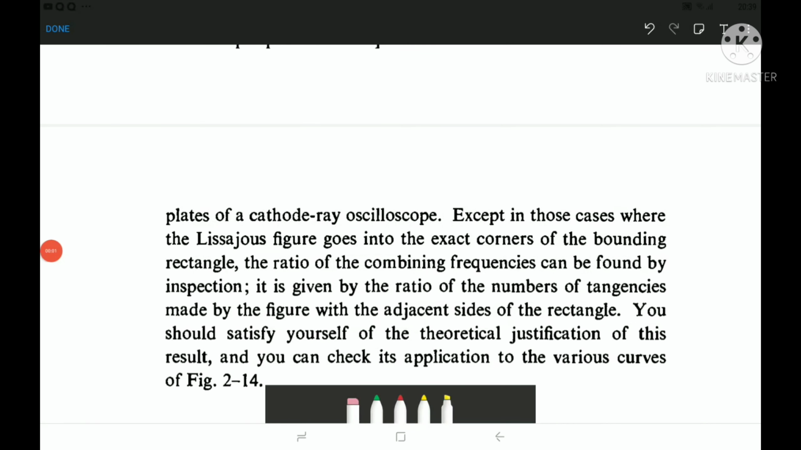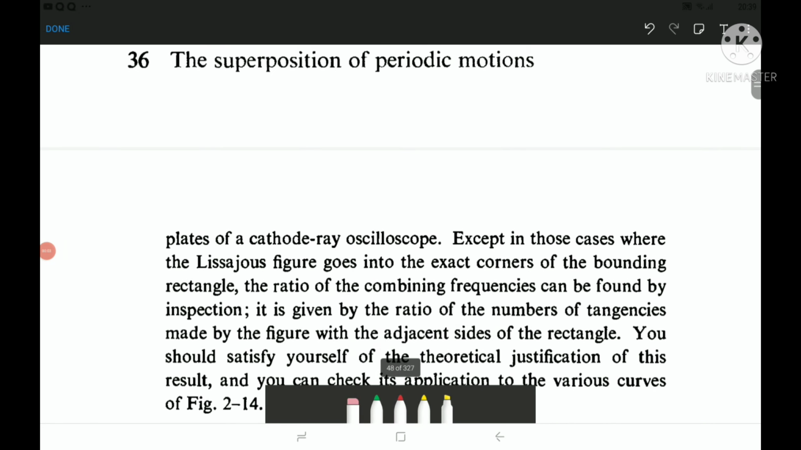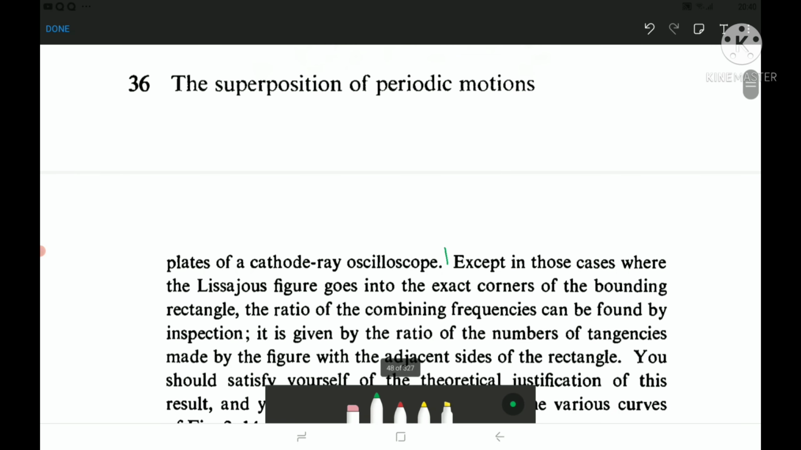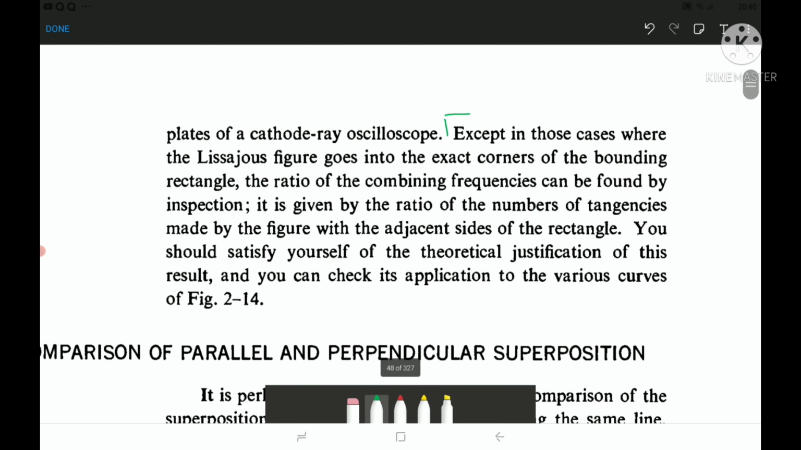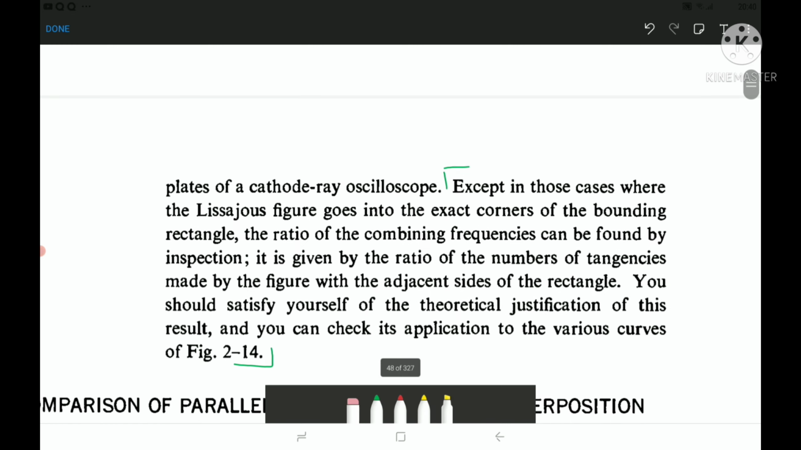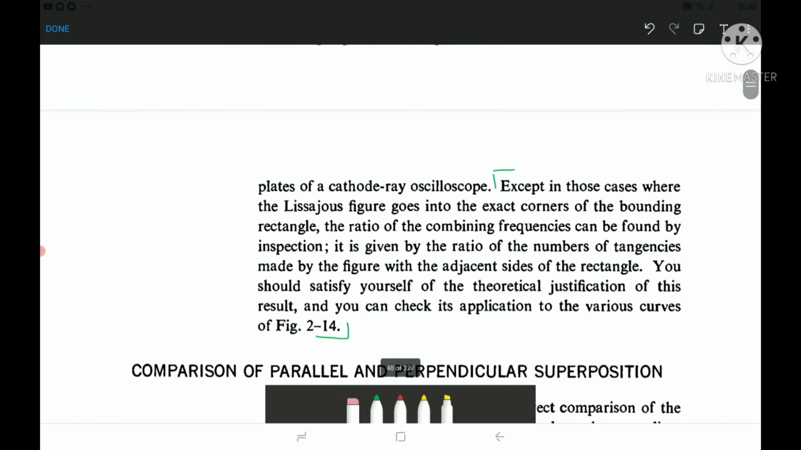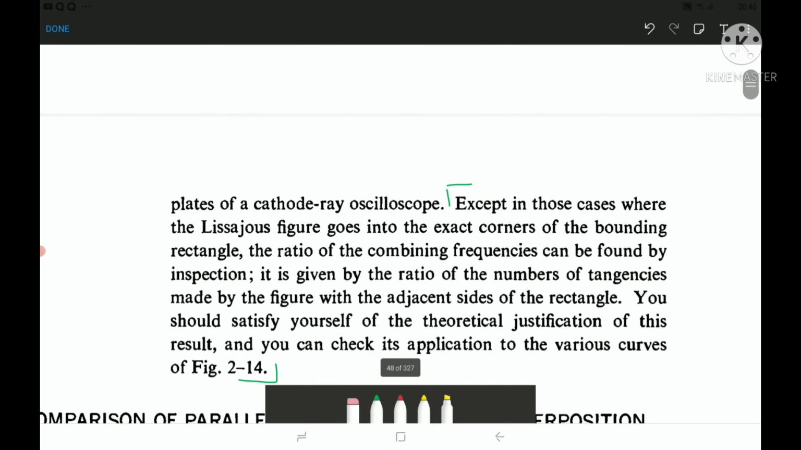So yeah, I think this was what part 1 of Lissajous figures has to offer, which only explains this much part of the whole picture.